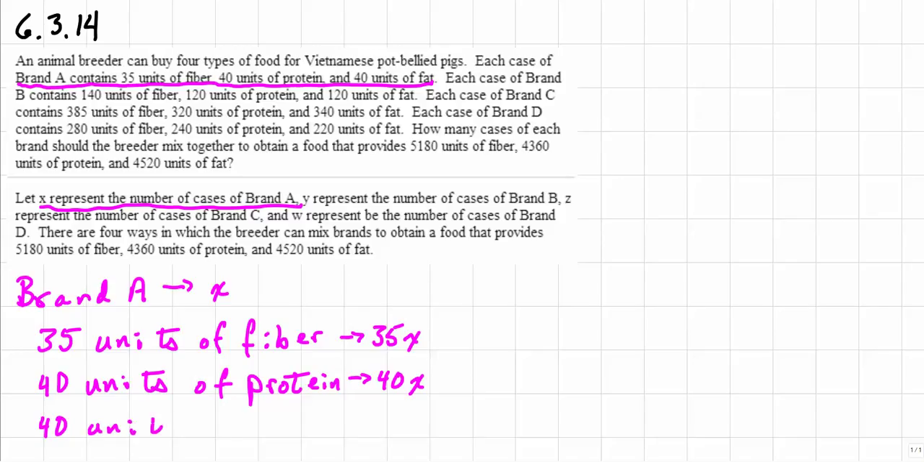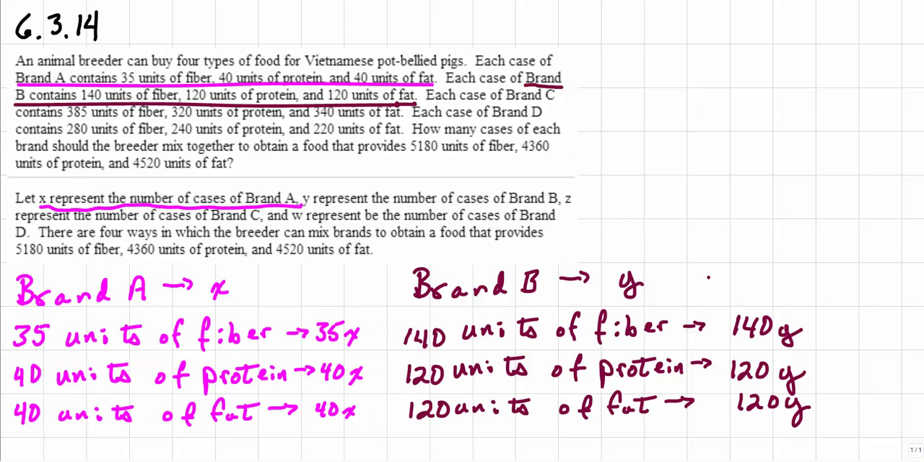Now, we're going to use each one of these values in a different equation, so don't get confused that they're all X's. I'm going to do that for each of the 3 remaining brands. Now we've written out brand B, which would be Y. 140 units of fiber is 140Y. 120 units of protein is 120Y. 120 units of fat is 120Y also. Now we're going to go on to brand C and then brand D.